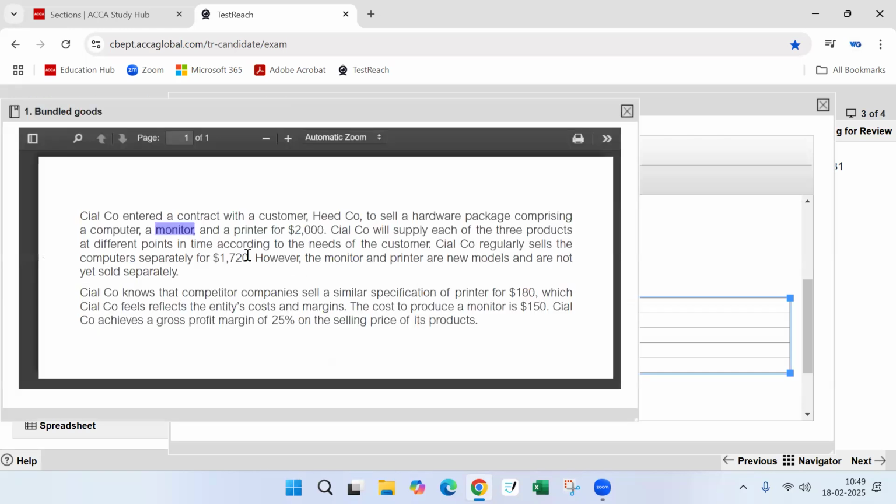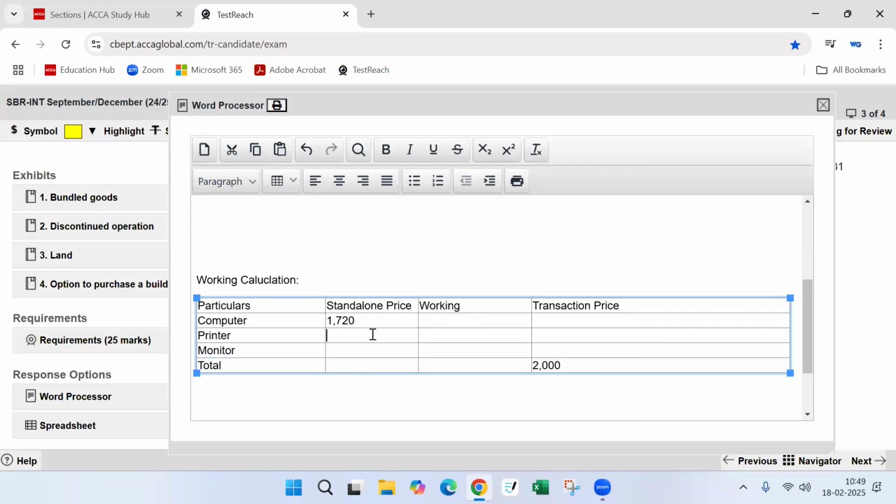Now, what is the standalone price of each of the items? Standalone price of monitor, computer, where is it? It is given that the competitor company sells a similar printer for how much? $180, right? The cost of production of monitor is 150. So 180 and then 150. So what is the total? 1,710: 1,720 plus 180 plus 150.